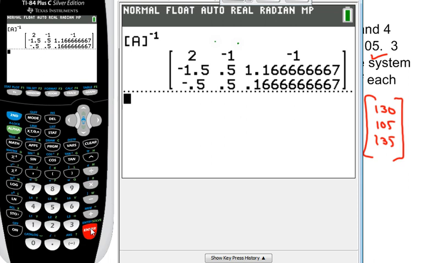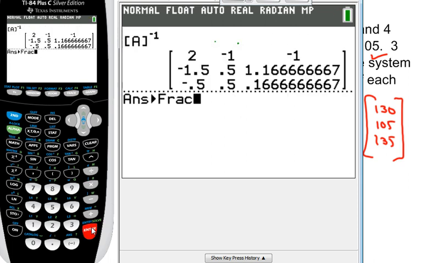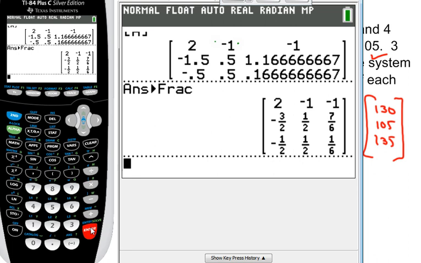Just hit enter, and here's our matrix: 2, negative 1, negative 1, negative 1 and a half, half, this number, negative a half, half, and again that value. Sometimes it's beneficial to change those into fractions. Go to your math button. Choice number 1 says fraction, so hit enter. This says take that last answer and change it into fraction form if possible. Yeah, we want to do that. Hit enter. So it changed that 1.166 stuff into 7/6 and 1/6.